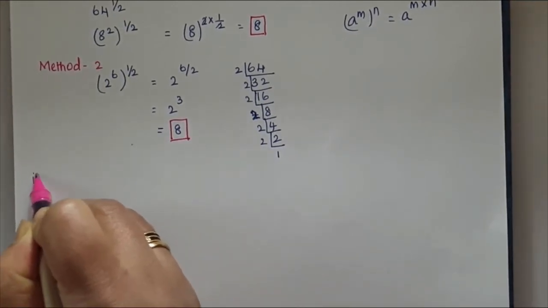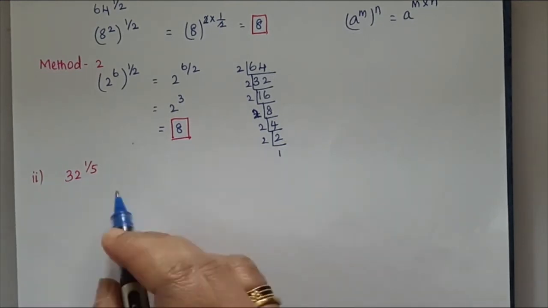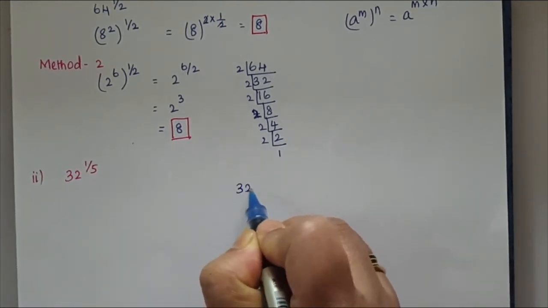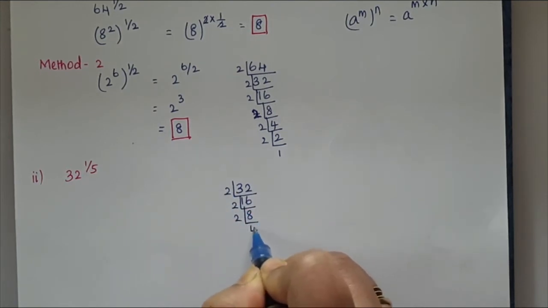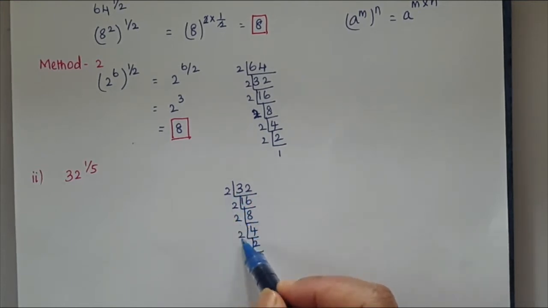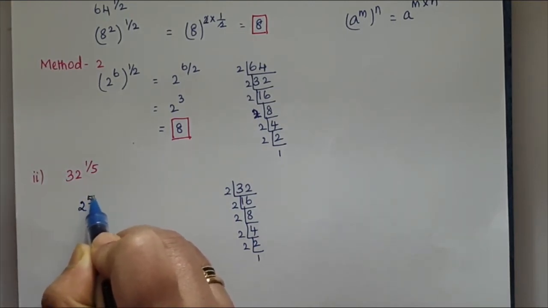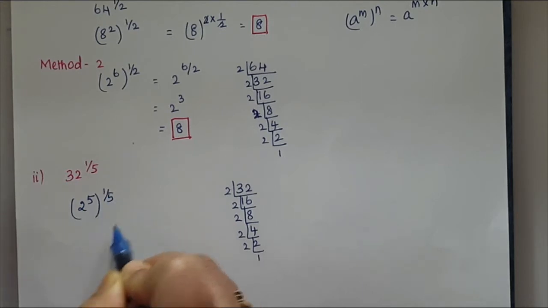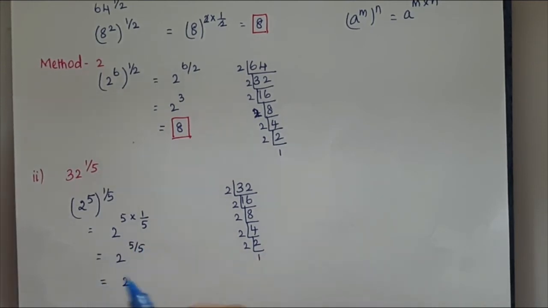Question number 1 part 2, 32 power 1 by 5. So I am using the prime factorization method. 32, 2 times 16, 2, 8, 4, 2, 2, 1. So 2 to the power of 5. So 32 power 1 by 5 can be written as 2 to the power of 5 the whole power 1 by 5, which is equal to 2 to the power of 5 into 1 by 5. So 2 to the power of 5 by 5, which is equal to 2.